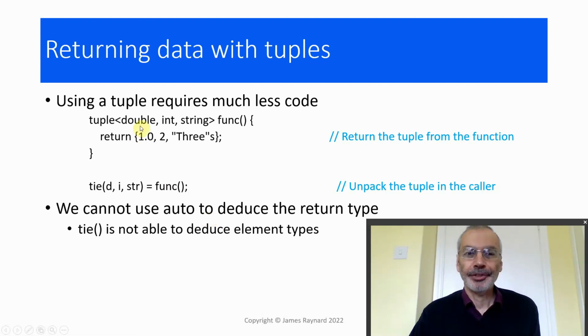You can have a function which returns a tuple, so you just make the parameters the right type for your data. You can use a list initializer for creating this tuple object, so you can do that with variables as well as literals. And then in the caller you just call tie, and then this will copy the data from the returned tuple into your variables. Unfortunately, we cannot use auto, at least not in C++14, because tie is not able to deduce the types of the elements. It's just too difficult.